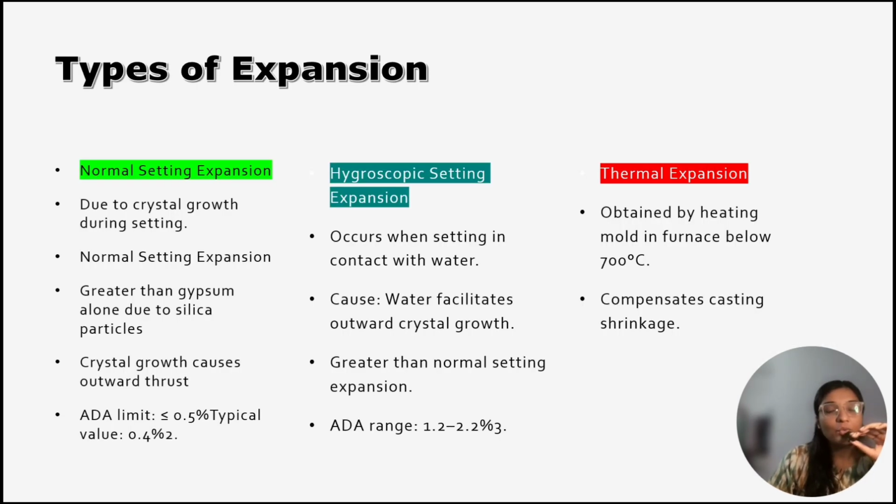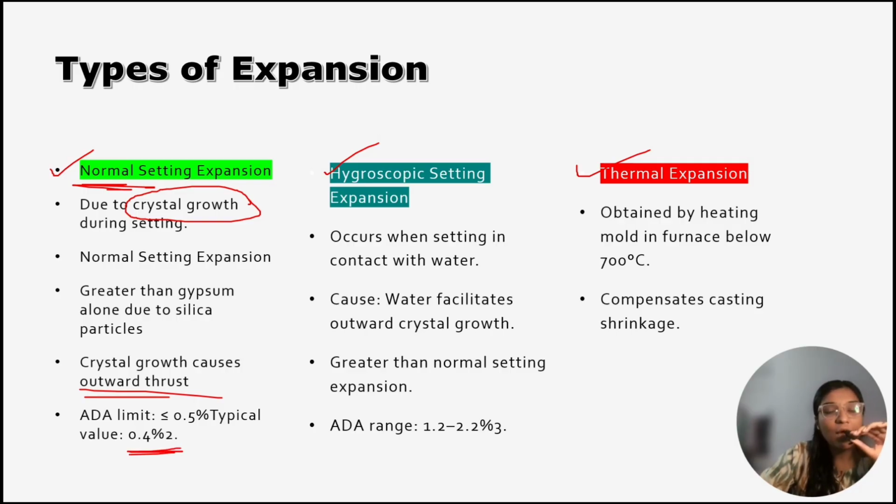Now there are three types of expansion. First is the normal setting expansion, second is the hygroscopic setting expansion, and the third is the thermal expansion. So normal setting expansion, as the name suggests, is caused due to the crystal growth. As I told you, due to outward thrust, normal setting expansion takes place. It is around 0.4 to 0.5%.